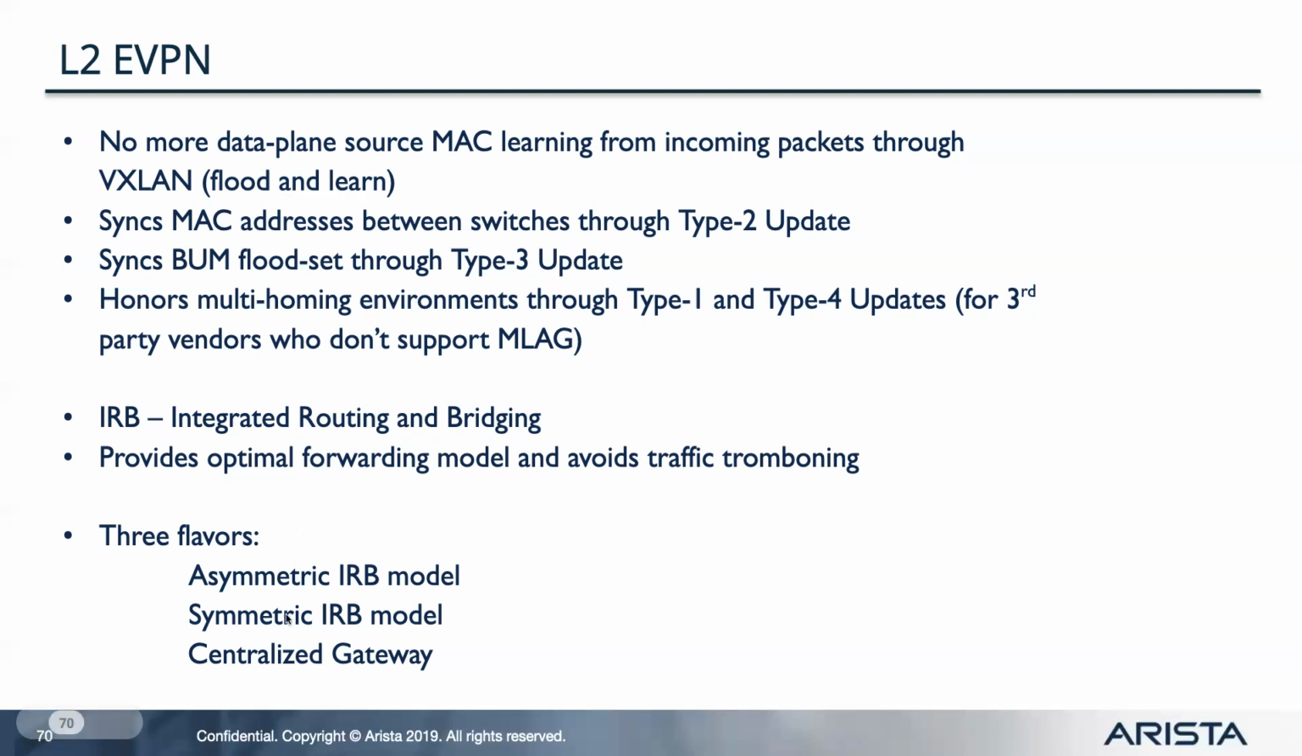There are three different flavors of the IRB model. Basically, in L2 EVPN there are three different ways we can design it: asymmetric IRB, symmetric IRB, and centralized gateway. In the next section, we will discuss what IRB is, and then discuss asymmetric and symmetric one by one, along with labs, and then centralized.